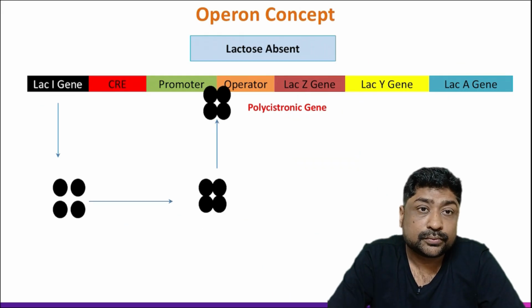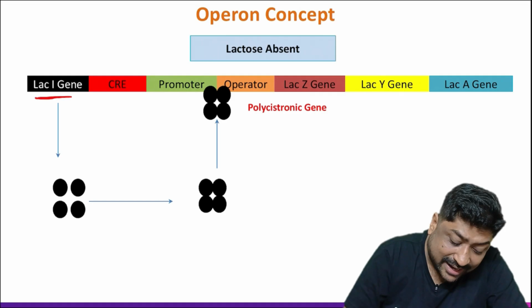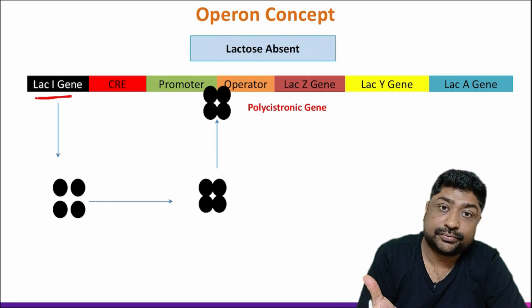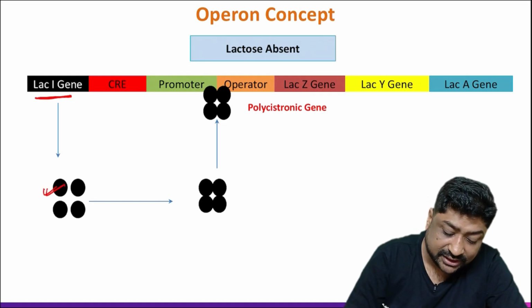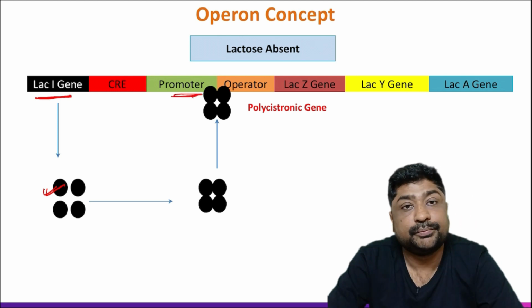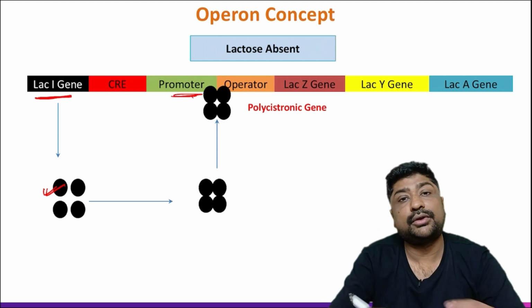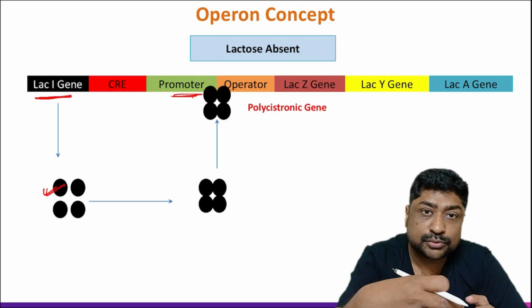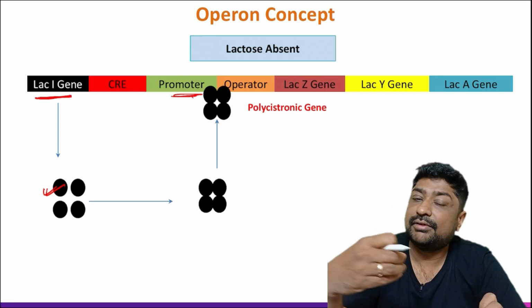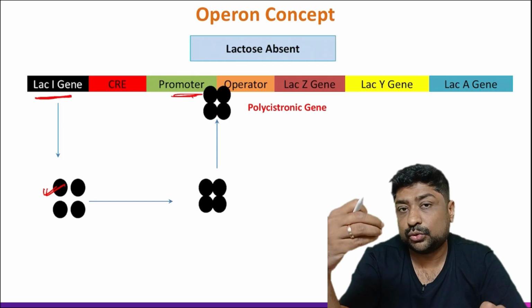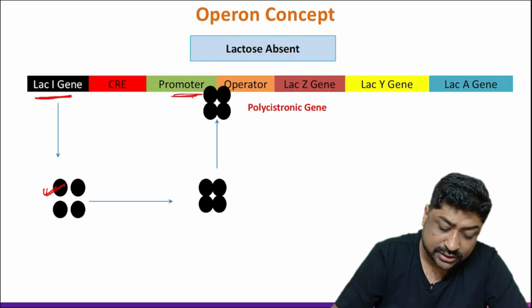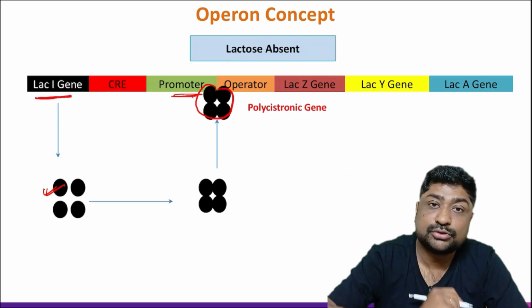So normally the LAC-I gene is always active, and it keeps producing these inhibitors which will go and attach to the promoter. And if anything is attached to the promoter, we know that the ribosomes will not be able to attach and there will be no mRNA production, so no protein synthesis. Is it clear? Because the inhibitor is attached to the promoter sequence.